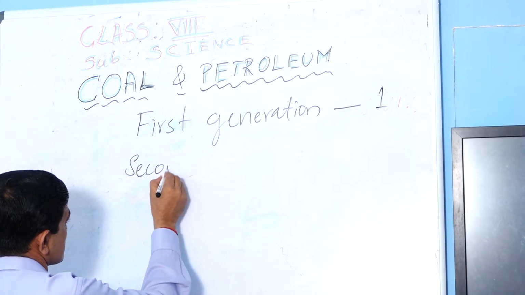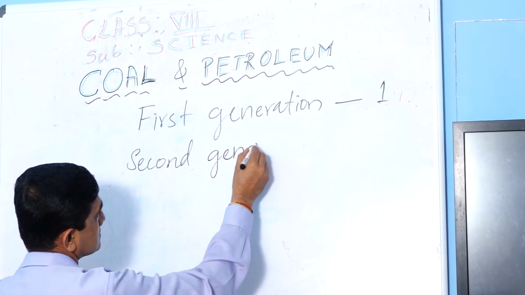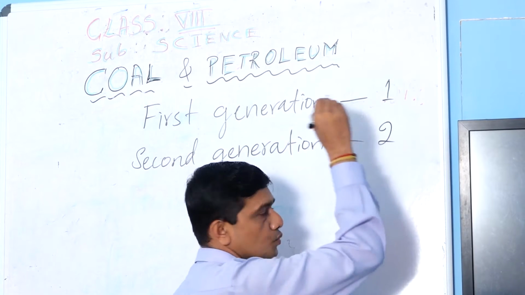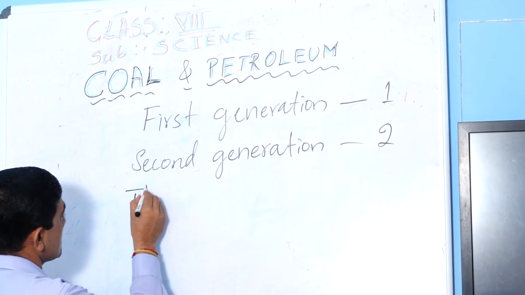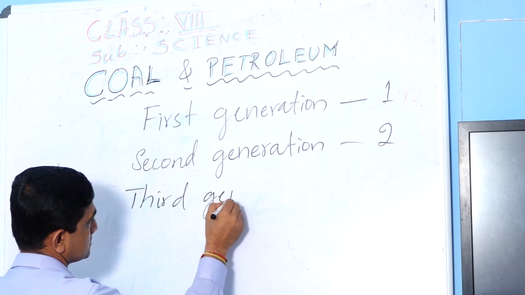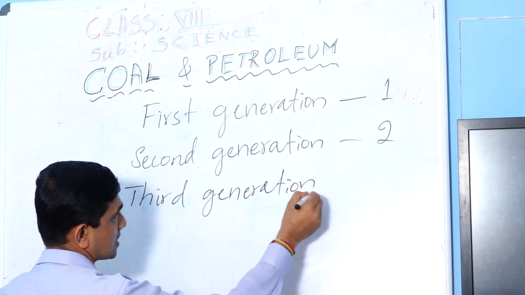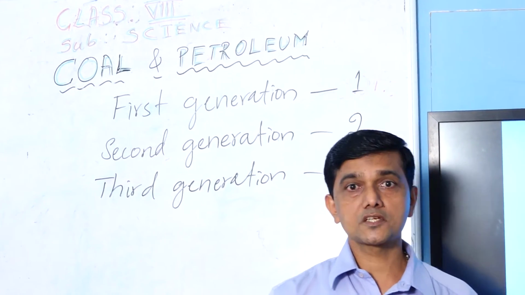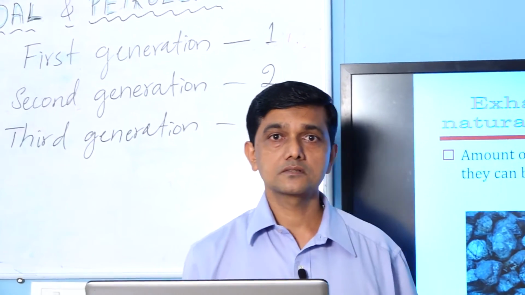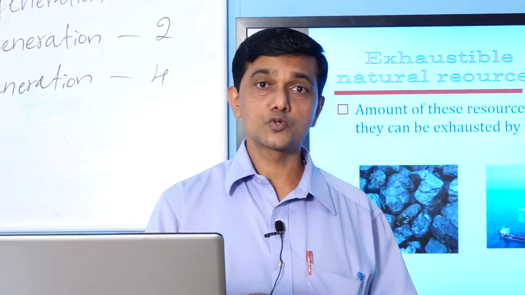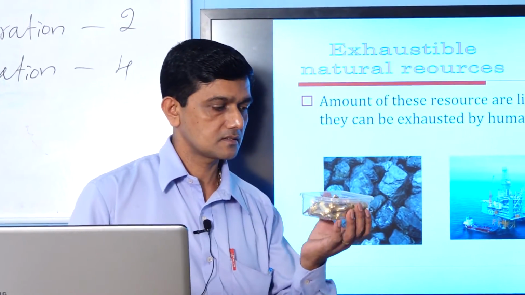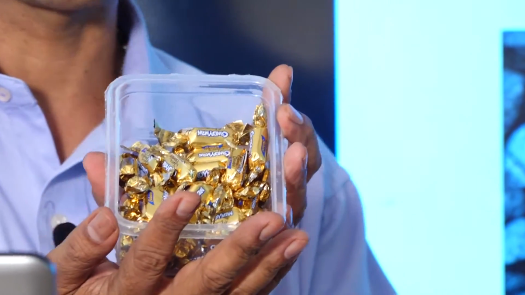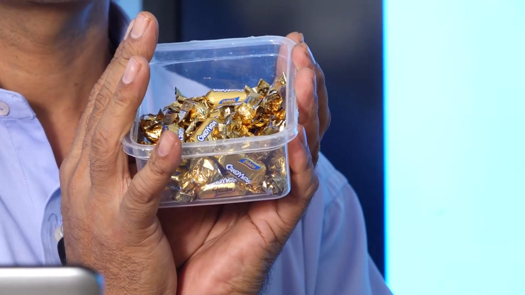Next, the second generation. The number of users are 2. In the third generation, the number gets doubled, that is 4. So, generation after generation, population gets increased due to population explosion. Now, let us understand what will happen with the natural resources. For example, this much of deposit of natural resources we have.